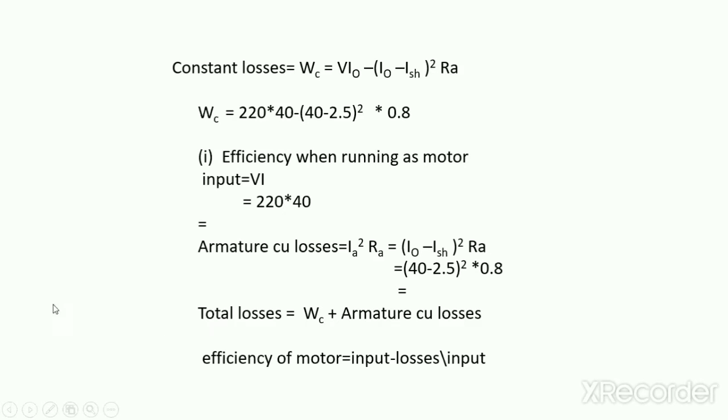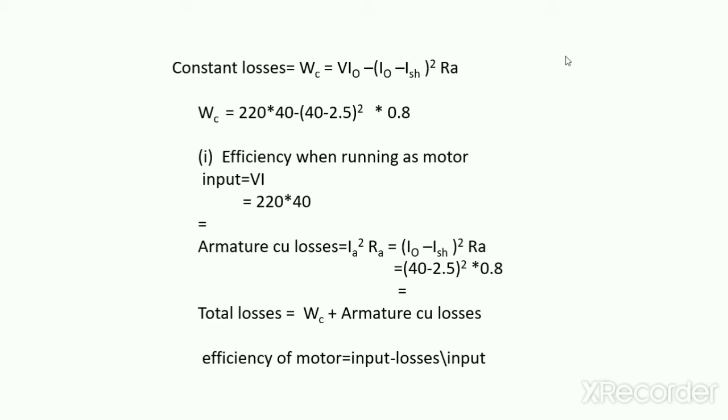Therefore, total losses is equal to WC plus constant losses plus armature copper losses. Okay, what is the constant losses? V I naught minus ISH whole square into RA is the constant losses.